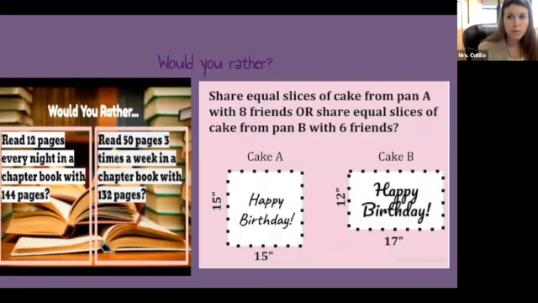Would you rather math, where you're given two different scenarios and they have to pick which one they would prefer. I've also used this as a project in third grade where the students made up their own would you rathers. So again, there's a big list of these activities with links, and I will put that in the presentation for you to look at and use with your class.